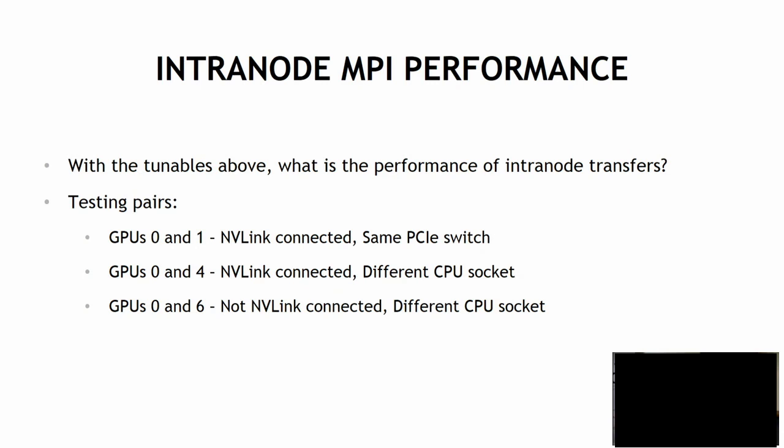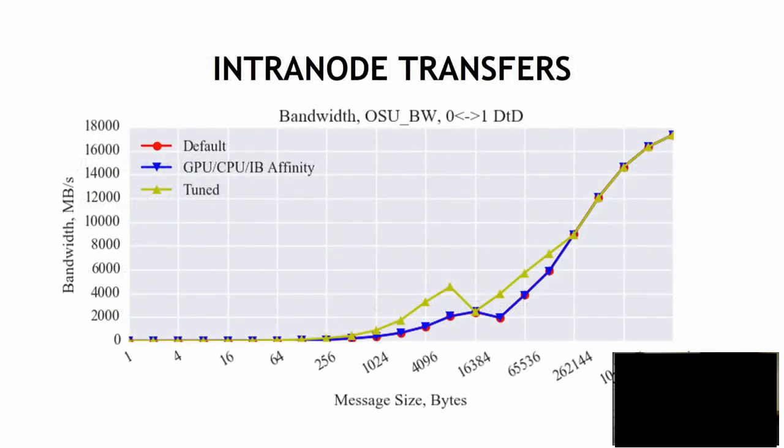And then for GPU 0 and 6, it's not NVLink connected, nor is it connected via PCI Express. It has to go over the QPI. So that's a worst case scenario. Certainly, you could do all the permutations, but this kind of represents the 3 sorts of communication patterns that you're going to see across an architecture like this.